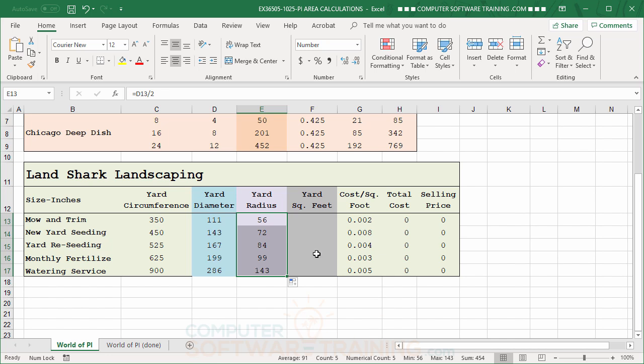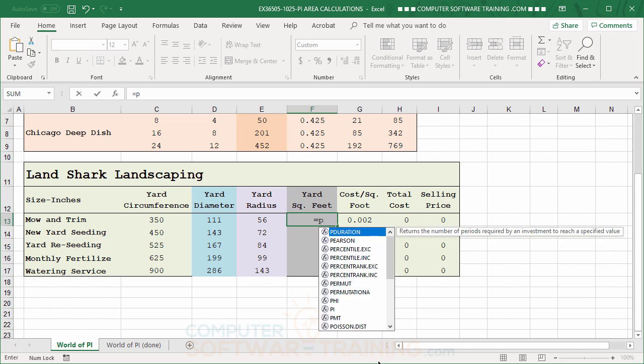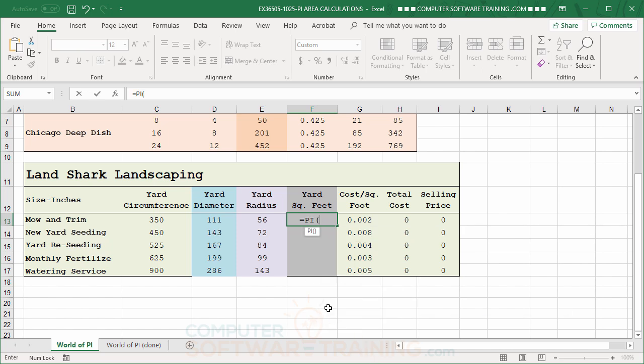Now that we've got the radius, we can figure out the actual square feet. How are we going to do that? We're going to type in what? Equal. Do you guys remember? It's going to be equal pi. So we hit the letter P. There's pi. We'll close that up. That's going to be pi times, right? The radius, all right?